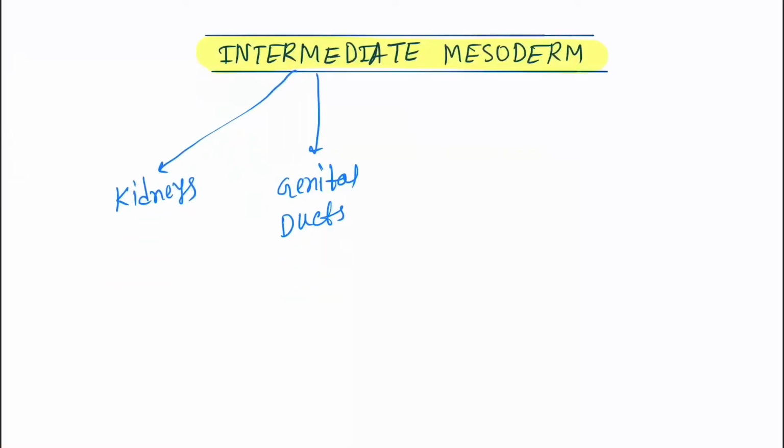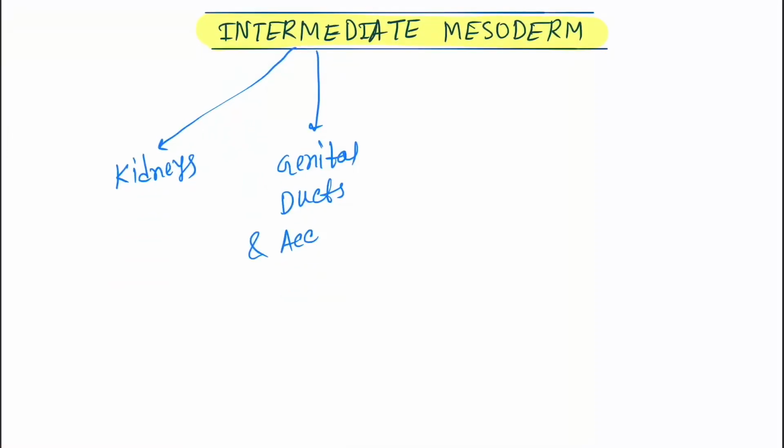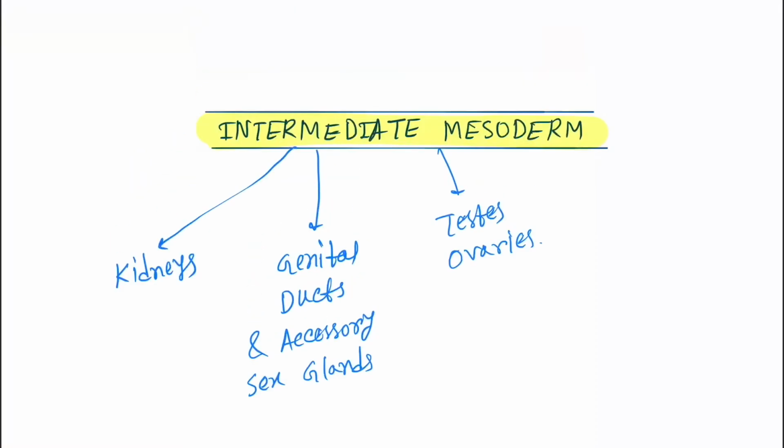Now intermediate mesoderm. So intermediate mesoderm forms kidneys, genital ducts, and accessory sex glands. Okay, and another one is the testes and ovaries. This is intermediate mesoderm. Next we will come to ectoderm.